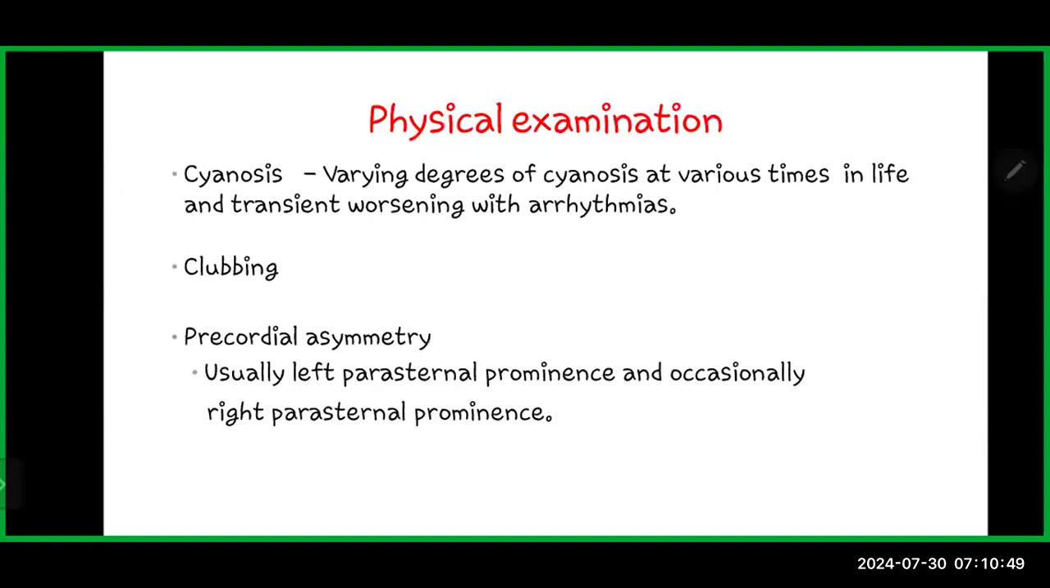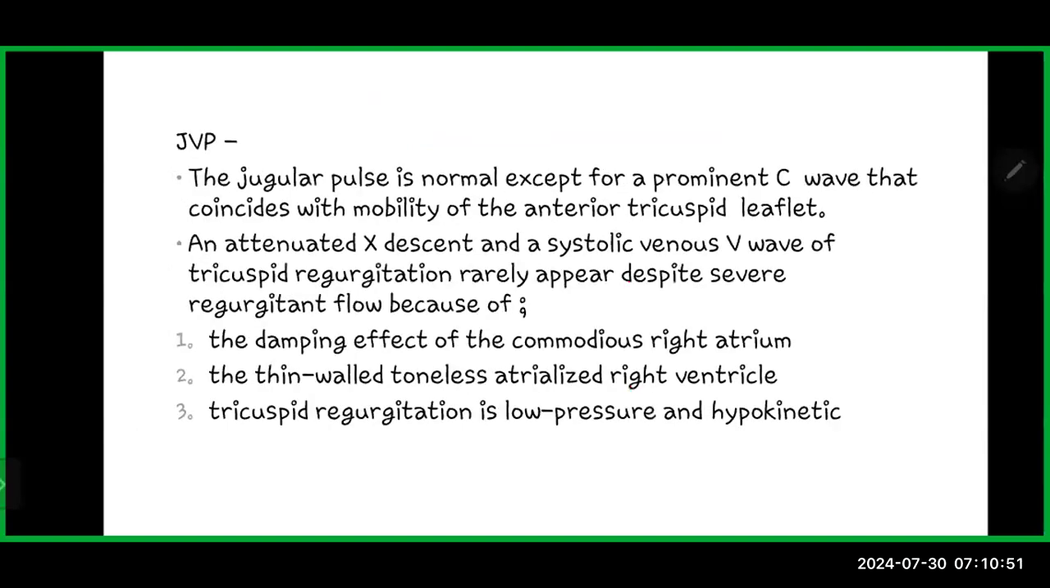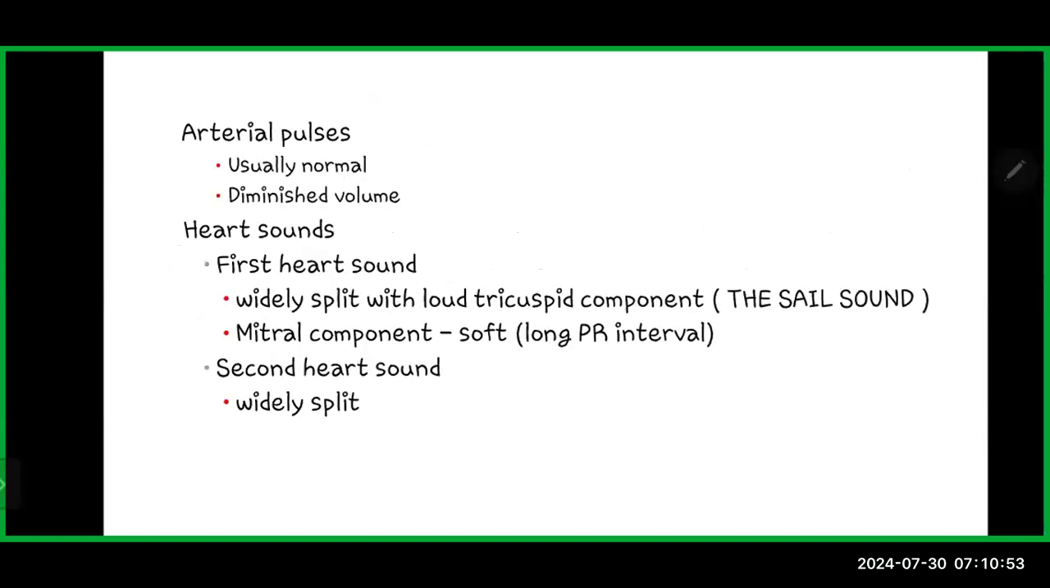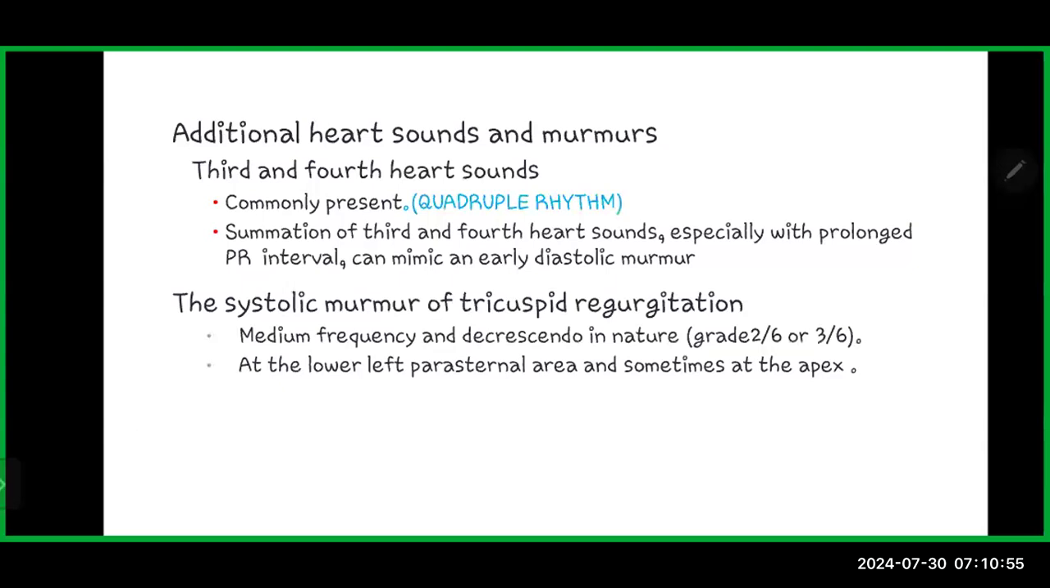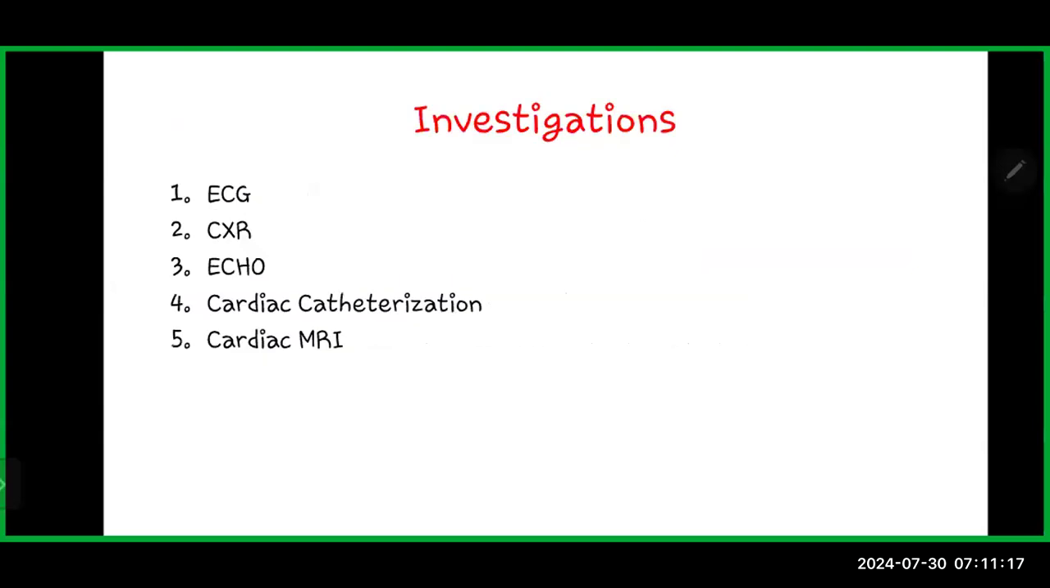Now, for physical examination, I've said this before. For heart sounds and murmur, they present with a third and fourth heart sound, commonly called the quadruple rhythm, and it's the summation of the third and fourth heart sounds, especially with a prolonged PR that can mimic an early diastolic murmur. The systolic murmur of tricuspid regurgitation is usually of high frequency and is crescendo in nature.